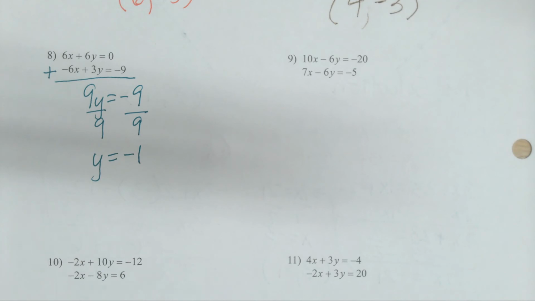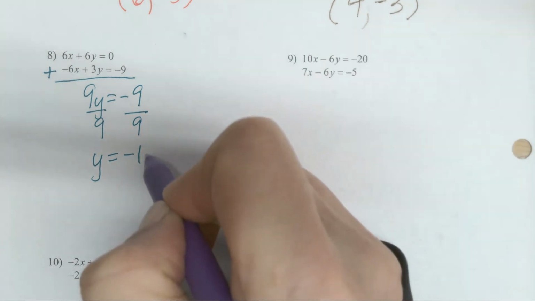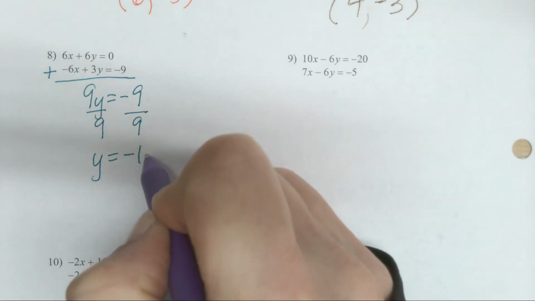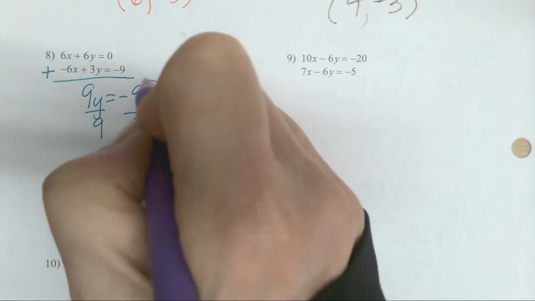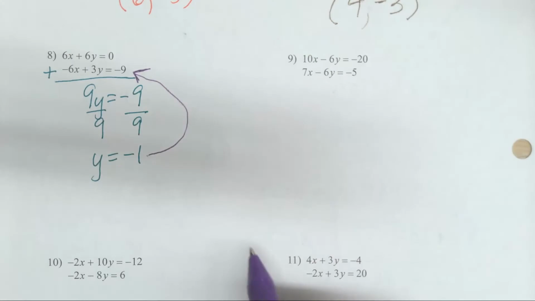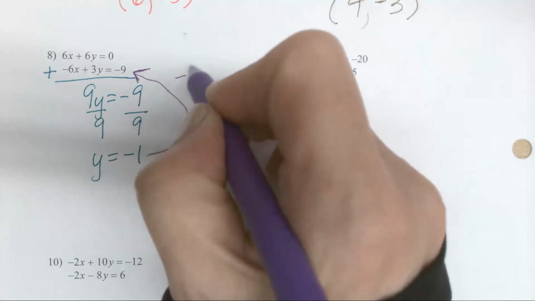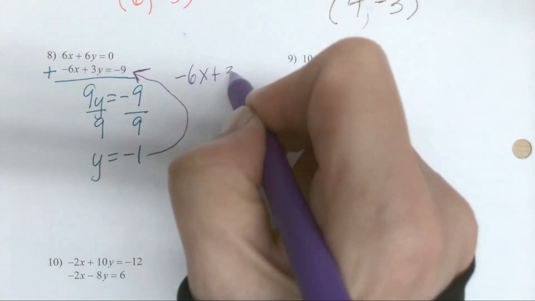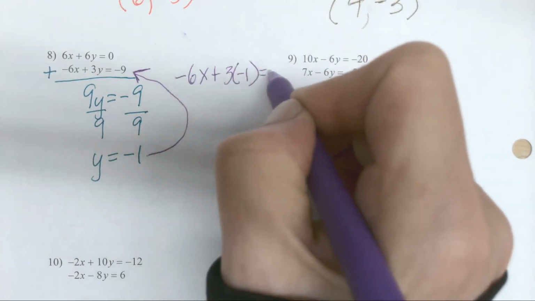Sometimes it's hard to tell which one's the easier of the two equations, so why don't you tell me, where should I put negative 1? In the top or the second? Second, I heard? Okay, so I'm going with the second. So that's negative 6x plus 3 times negative 1 equals negative 9.